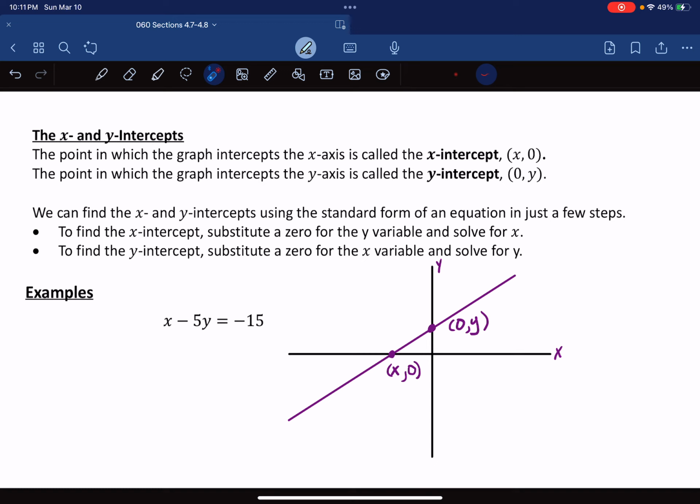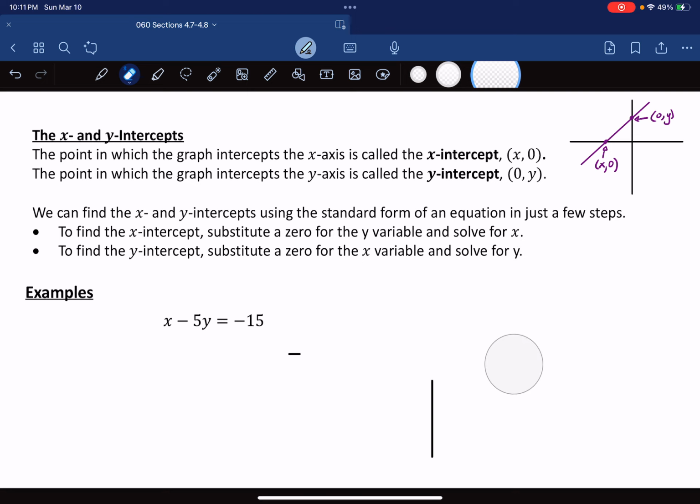So we're going to use that concept to find our intercepts. I put that in that corner there for us to look at and reference as needed. Let's start with finding the x-intercept. To find the x-intercept, we're going to substitute a 0 for the y variable.